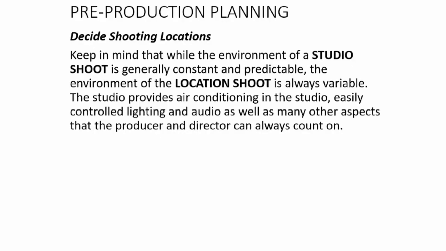Then you decide where you want to do the shooting. Keep in mind that while the environment of a studio shoot is generally constant and predictable, and you shall get to know why this is so, the environment of the location shoot is always variable. The studio provides air conditioning, easily controlled lighting and audio, as well as many other aspects that the producer and director can always count on.